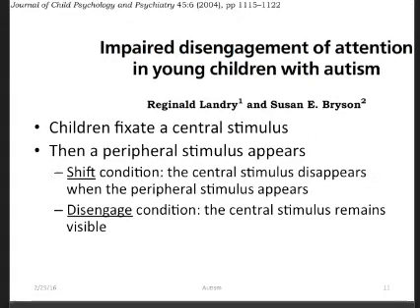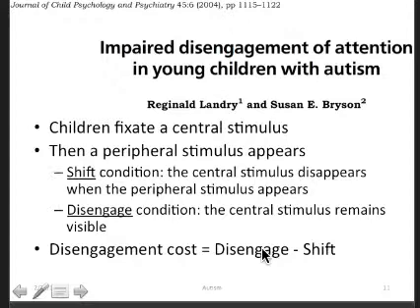Because the central stimulus stays on, it was necessary to first disengage attention from it before shifting attention to the periphery. Sticky attention, or the disengagement cost, was measured as the difference in saccade, or the latency of looking in the direction of the peripheral stimulus, between the disengage condition and the shift condition.